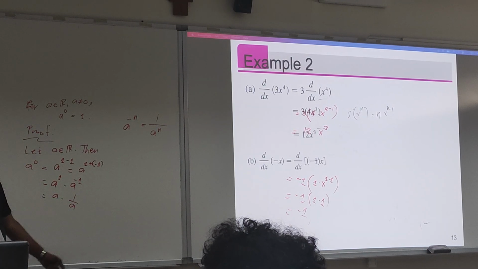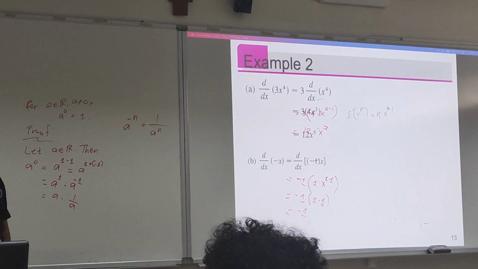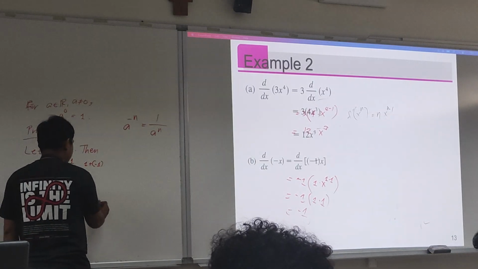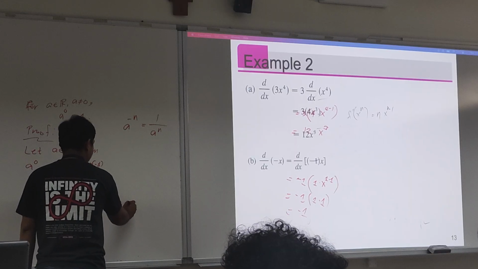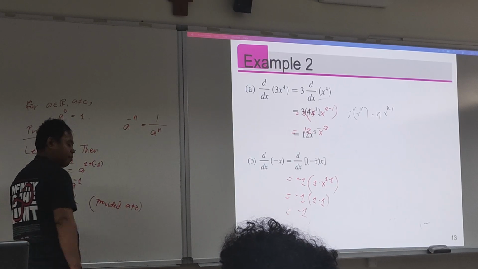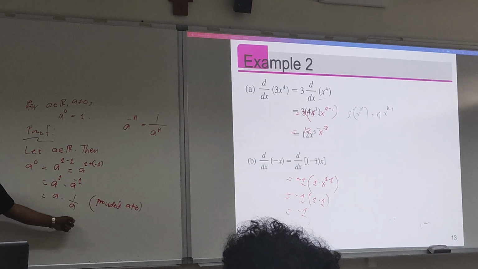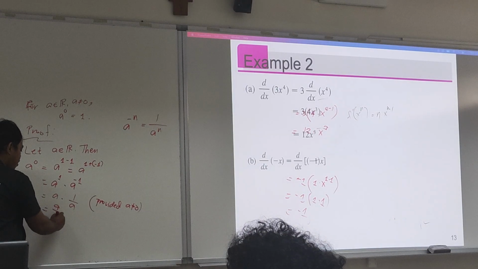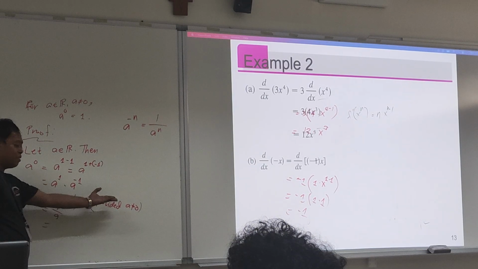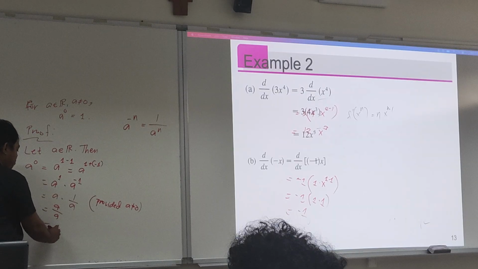Since you have a fraction, you have this restriction, provided a is not equal to 0, right? For the definition of a fraction. Then this is just a over a now, and then you can cancel it out, since a is not equal to 0.